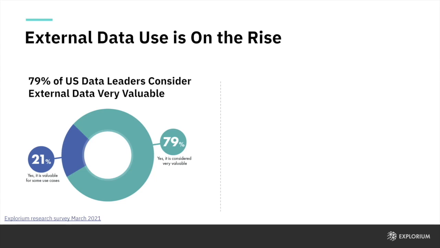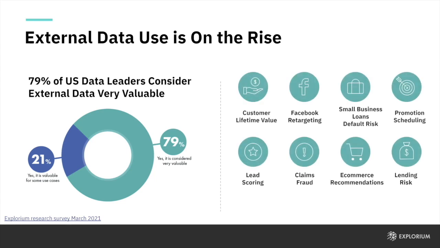Many use cases that we see our customers using external data for include understanding the customer lifetime value, Facebook retargeting, and small business loans and default risk. So you want to understand the foot traffic data, especially during the times where the restaurants or the small businesses are partially open. You want to understand their reviews, their social comments, whether it is ratings or Yelp reviews. You want to incorporate those to make those kind of loan lending decisions.